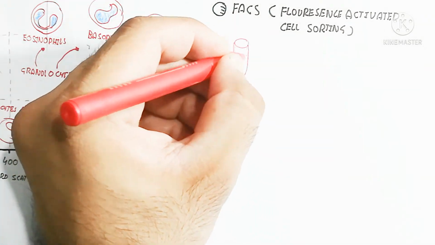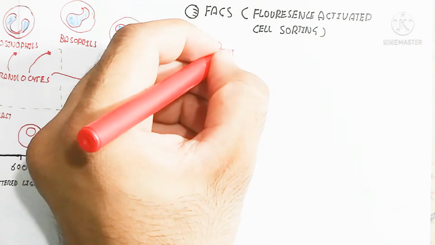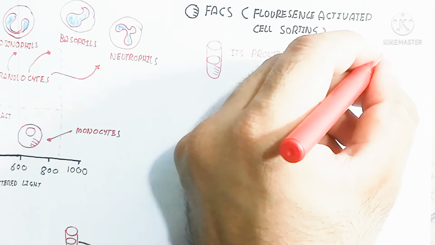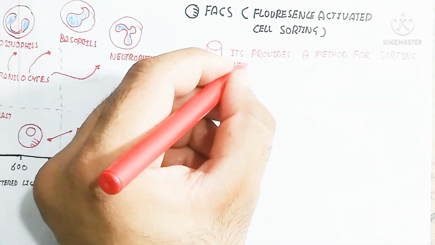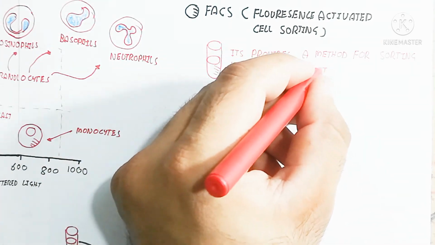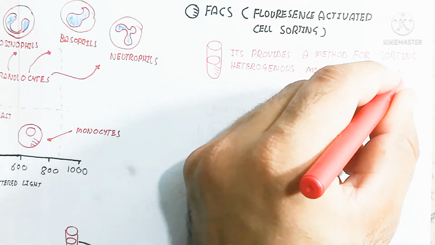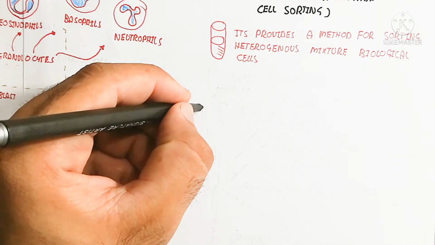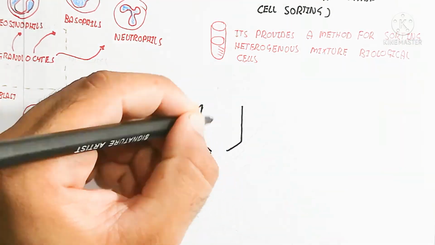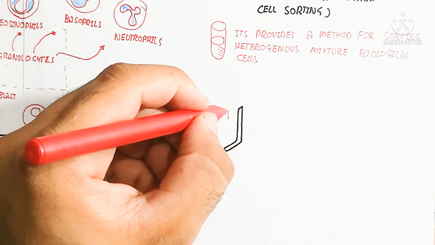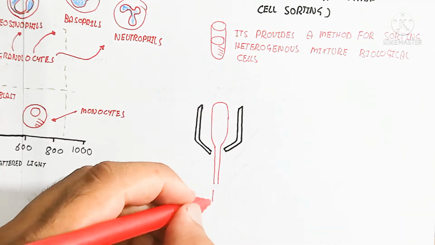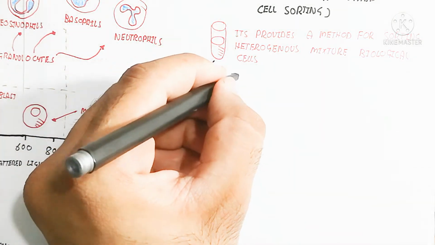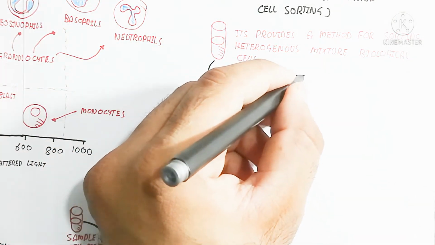So let's begin to understand. First of all, I am drawing the sample. First of all, it provides a method for sorting a heterogeneous mixture of biological cells. Heterogeneous means a mixture of different types of cells. So this cell mixture as a sample will be added with the antibodies, and these antibodies will bind on the basis of their specific surface protein.